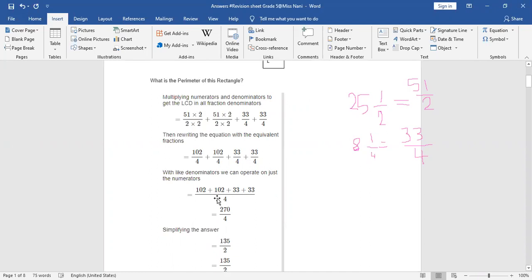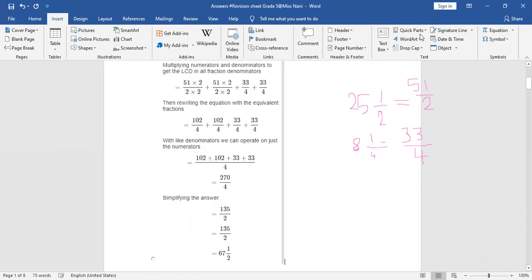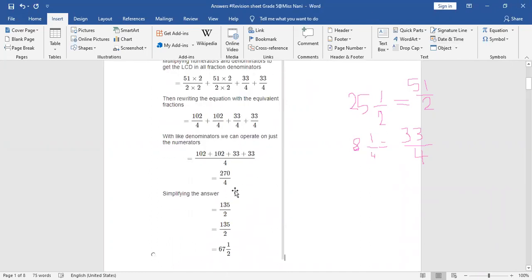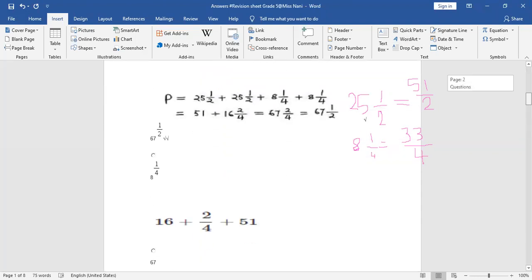Then I will add the numerators. With like denominators, we can add the numerators. That will be 270. 270 out of 4, I can divide it by 2 to simplify: 135 out of 2. Then I will use long division to convert it to a mixed fraction. 67.5. So the answer is 67.5.